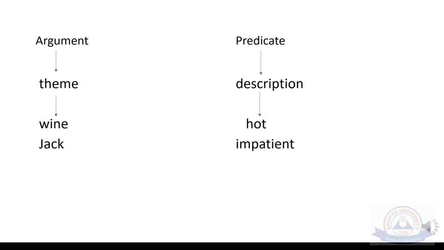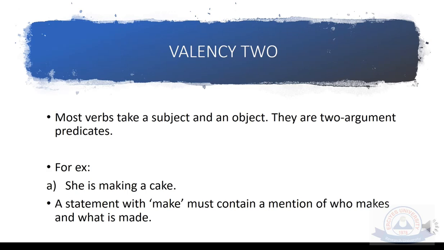So in this one, argument or theme, Jack and wine, the subject of the sentences. And here in the predicate has the property of description with adjectives like hot and impatient. So let's look at valency 2, which means that the predicate has two different arguments actually. Most verbs take a subject and an object. They are two argument predicates, so they are called valency 2 actually.